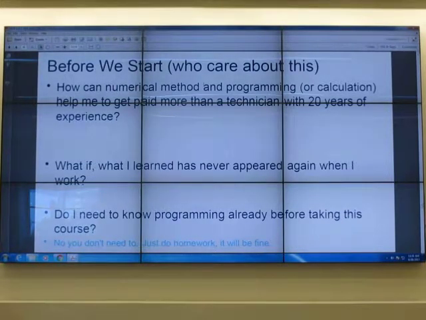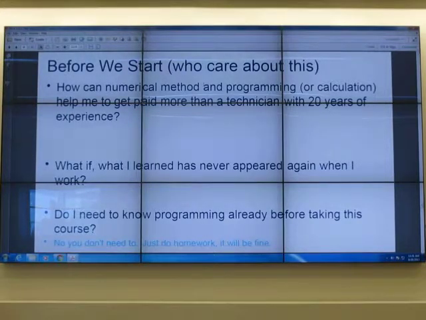Another question that you should be able to answer is, how can numerical methods and programming help you get paid more than a technician or someone else who has 20 years of experience? So learning numerical methods, does it help you get more paycheck?